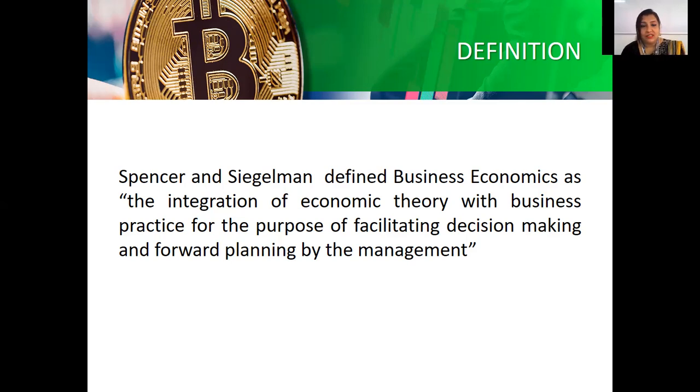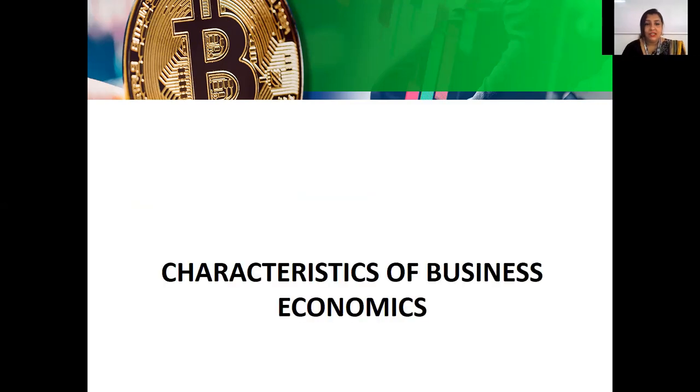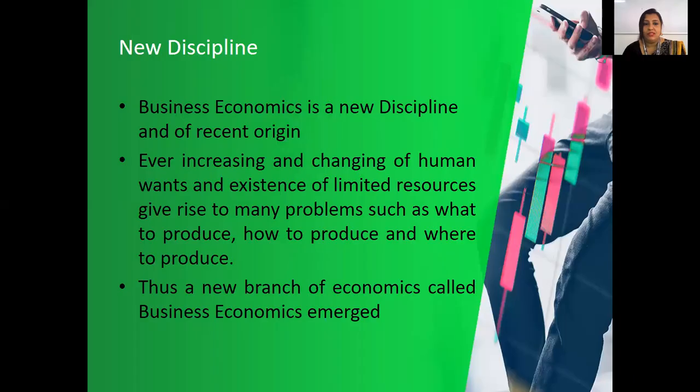So what is business economics according to Spencer and Sigelman? It is an integration of economic theory with business practice for the purpose of facilitating decision making as well as forward planning by the management. Those are the basic two business processes of a business economist, that is decision making as well as forward planning. So that's a definition of business economics. Then we will discuss certain features of business economics. So what are the features of business economics?